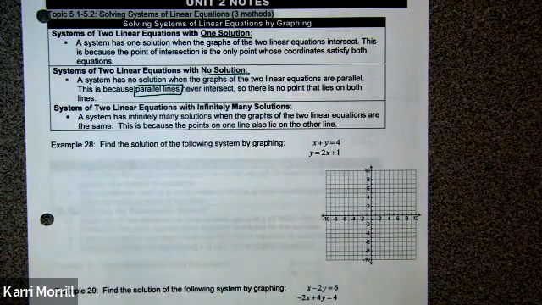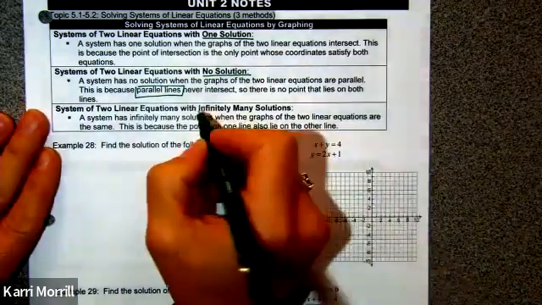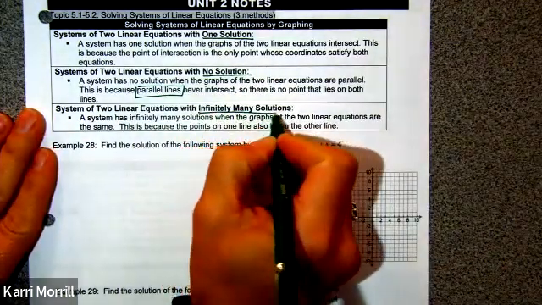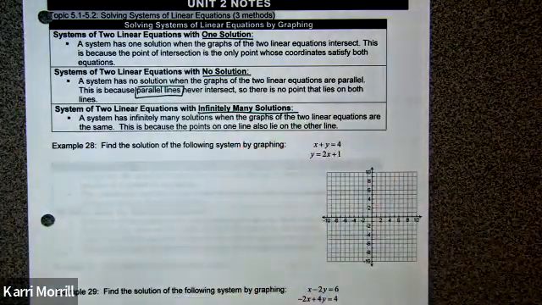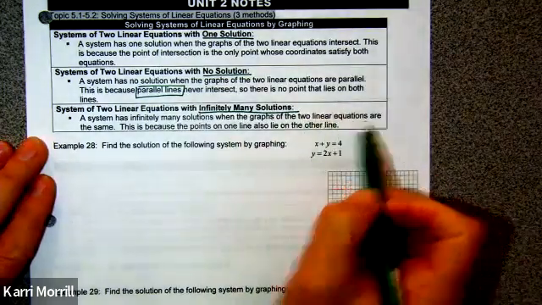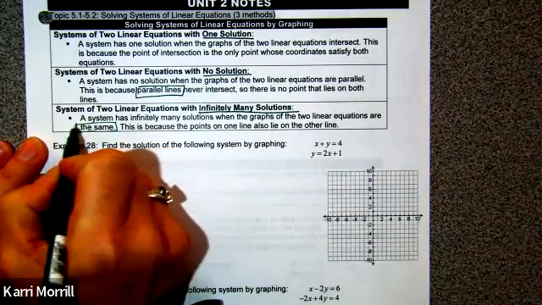If you graph it and it actually looks like all the points are the exact same, that means that maybe the way they gave you the equation in the beginning looked different, but in the end, it actually was the exact same line. And we would say that they had many solutions or infinitely many solutions. That's because they share all the same points. It's the same exact line that says the two linear equations are the same.